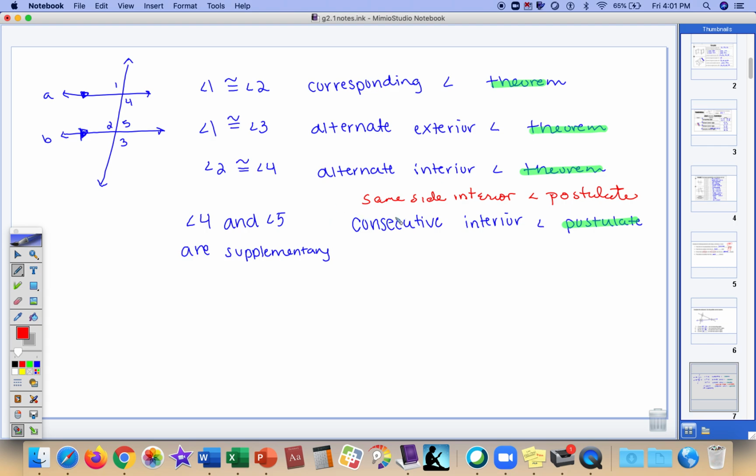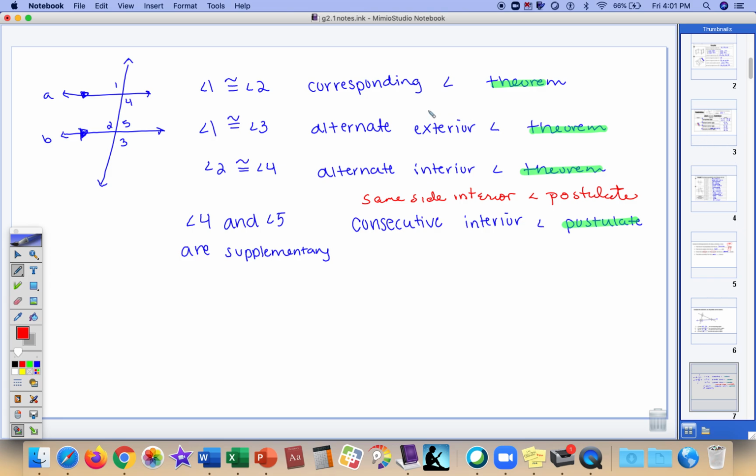What we're saying with the same side interior angle postulate is that the same side interior angles have to be supplementary. We're going to go through this in a second, but angle 4 and angle 5 have to be supplementary. Now, this is if two lines are parallel. That's the big if. If two lines are parallel. In the pictures that came before this, the two lines were not parallel.